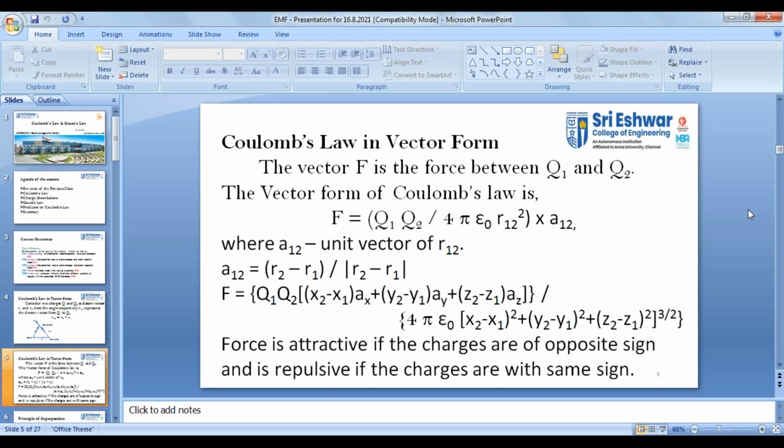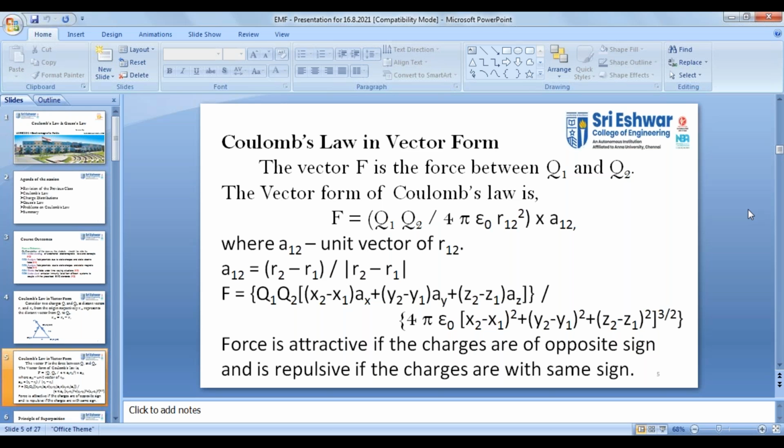Now the vector F, capital F, is the force between Q1 and Q2. That is what we are going to find, because I am having two charges, and F is nothing but the force experienced by these two charges. Maybe the force experienced on Q1 due to Q2, or on Q2 due to Q1. It can be either way, but both the values will be the same.